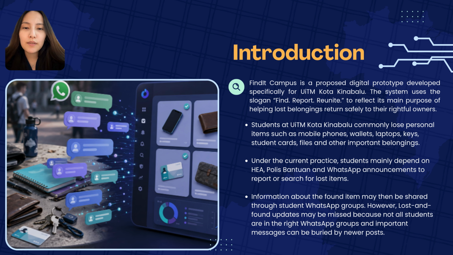However, not every student is in the correct WhatsApp group. Even if they are in the group, they may still miss the announcement because messages can move very quickly. Important lost and found updates can also be buried under newer messages. Therefore, the idea behind Find It Campus is to provide a more centralized and organized platform where students and HEA can manage lost and found reports more efficiently.